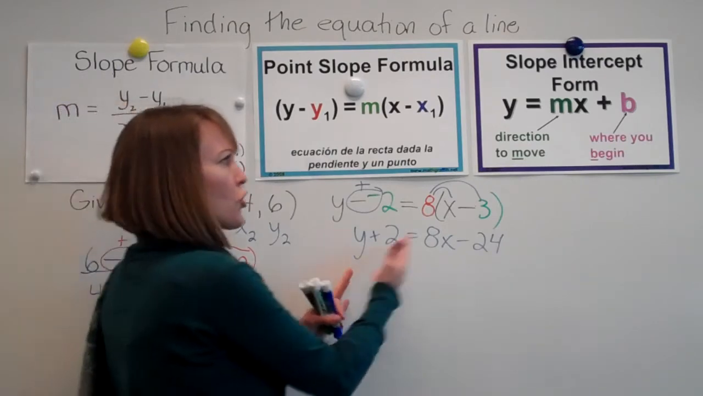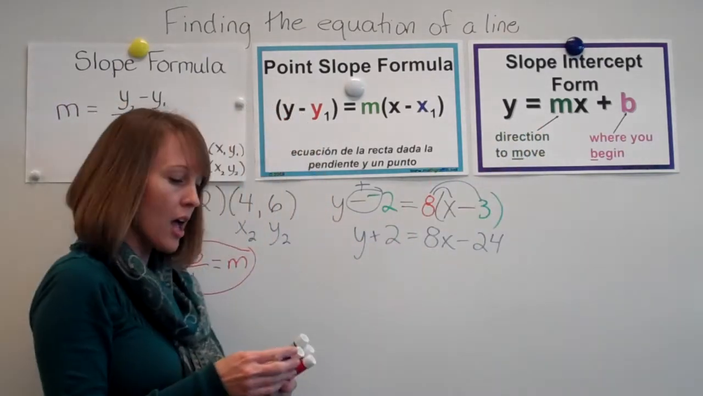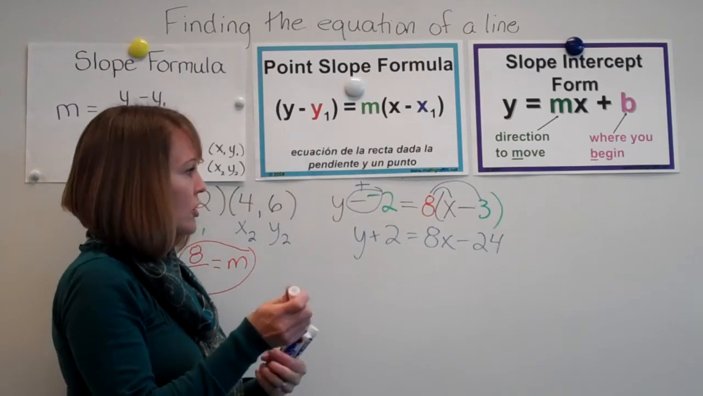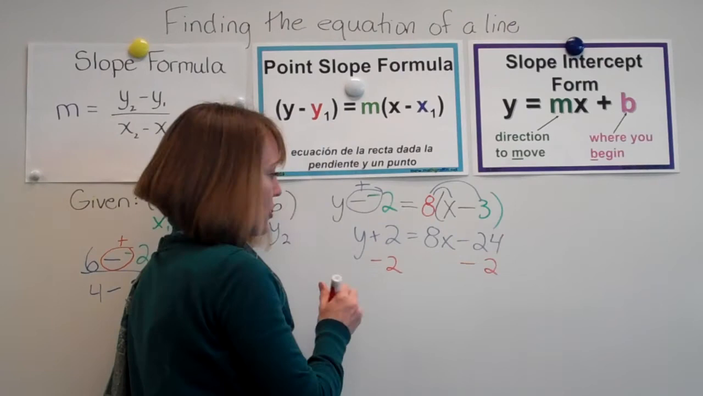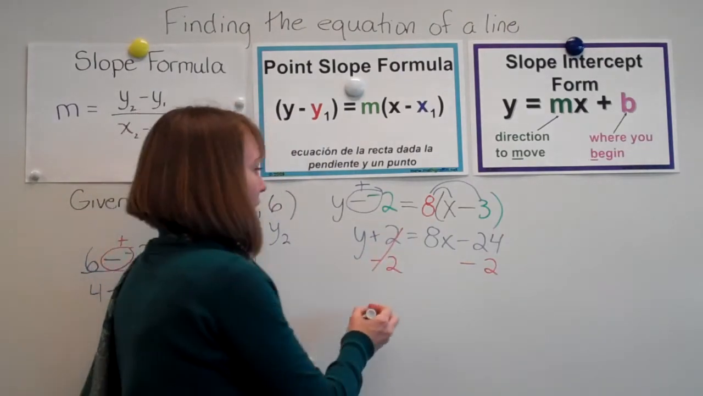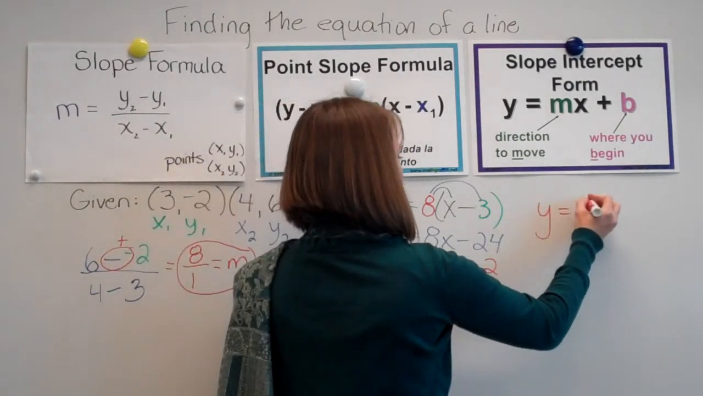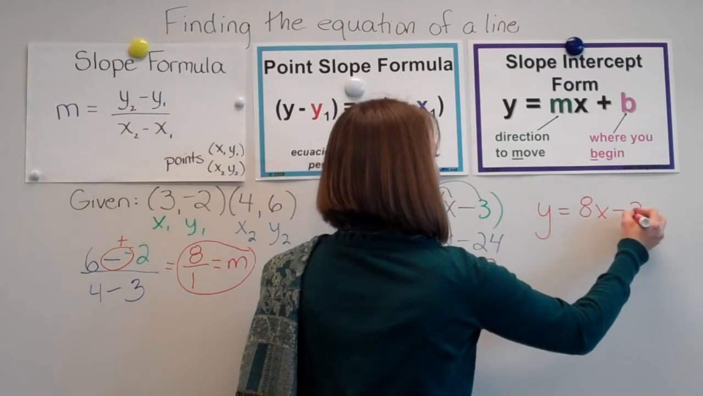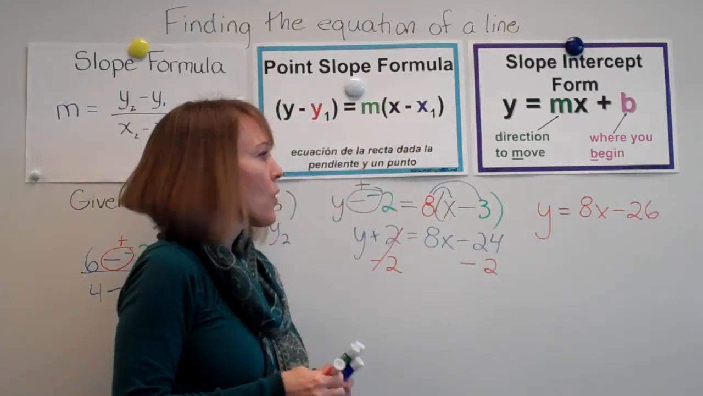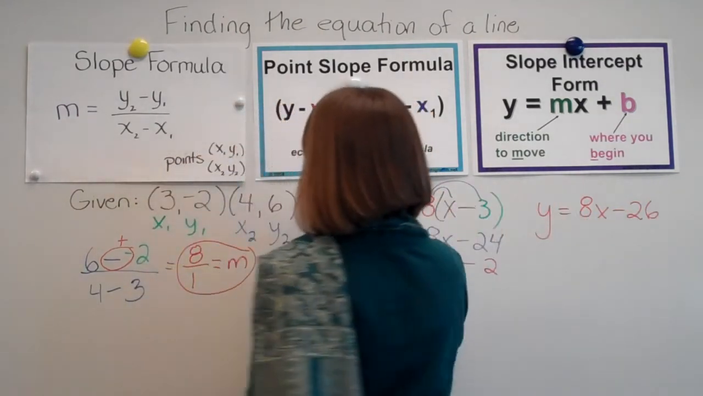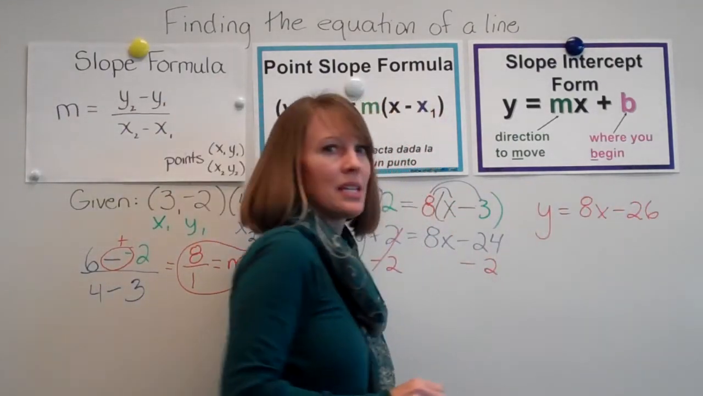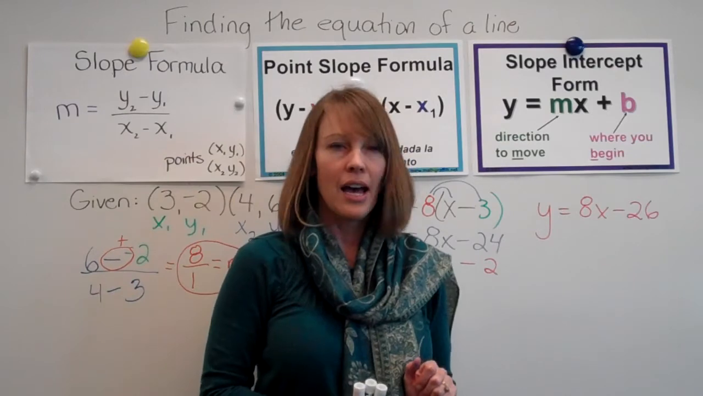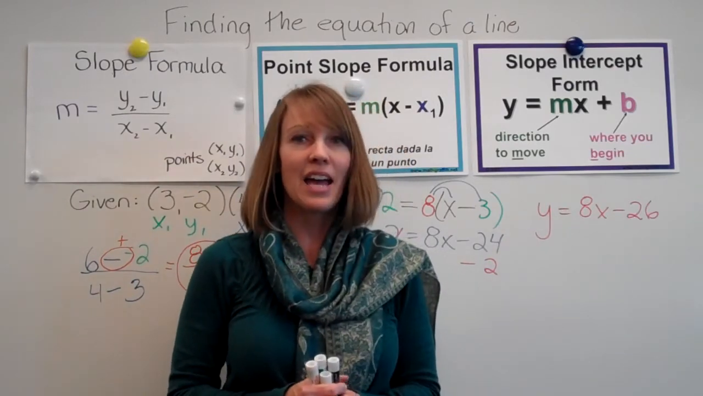We are so close, right? We still got to get the y alone. So we're going to subtract 2 from both sides, numbers with numbers. This cancels out, and we have y is equal to 8x minus 26. We have the slope, our original slope, and we now have the y-intercept. Much prettier equation. We like that, and you are done.